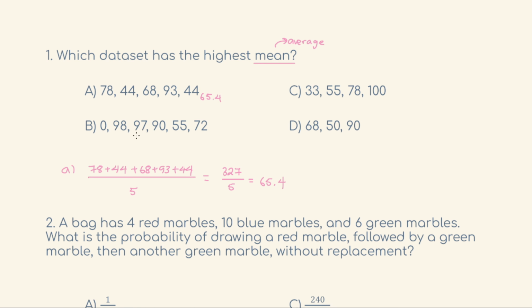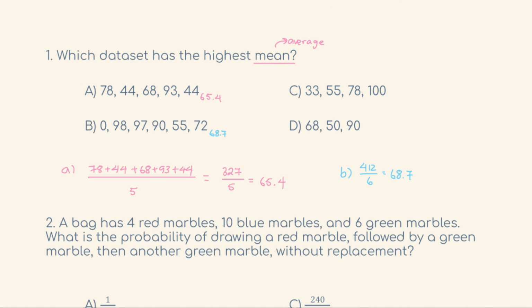All right, so let's try that for B as well. I'm not going to write the work out here because we've already done it for A, but you can try that out on your own calculator. So 0 plus 98 plus 97 plus 90 plus 55 plus 72. Maybe I'll write the sum here just so you can follow along. For B, what I got was 412, and I'm going to divide by how many numbers we added up here: 1, 2, 3, 4, 5, 6. 6 numbers, okay? So 412 divided by 6 is 68.7. 68.7 is the average for B.